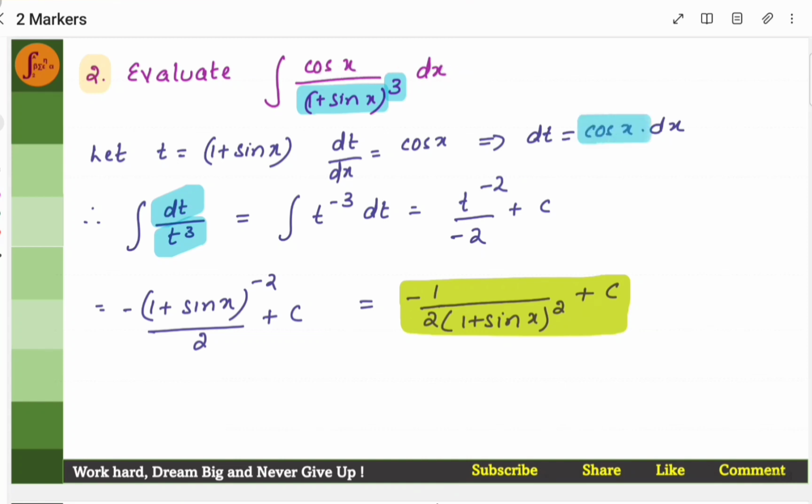cos x dx is dt. Now take this t to the top, so it will become t to the power minus 3. So apply the integral formula and then you'll get this answer.